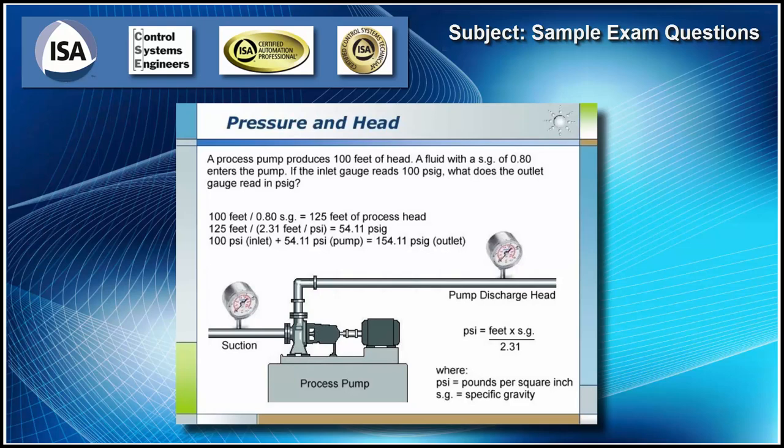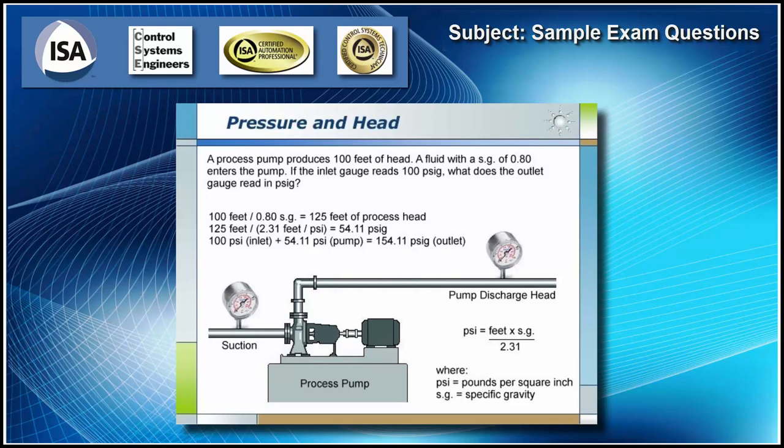And this is very important. You need to understand this concept. It's the same thing that happens in flow. Since it's lighter, you can lift it higher. But since this is a pump and we're asked what's the PSI, that means we divide, just like in our orifice calculations and our valve calculations, we divide our pressure by the specific gravity to correct for height. So this 100 feet would get divided by 0.8, and that makes it 125 feet.